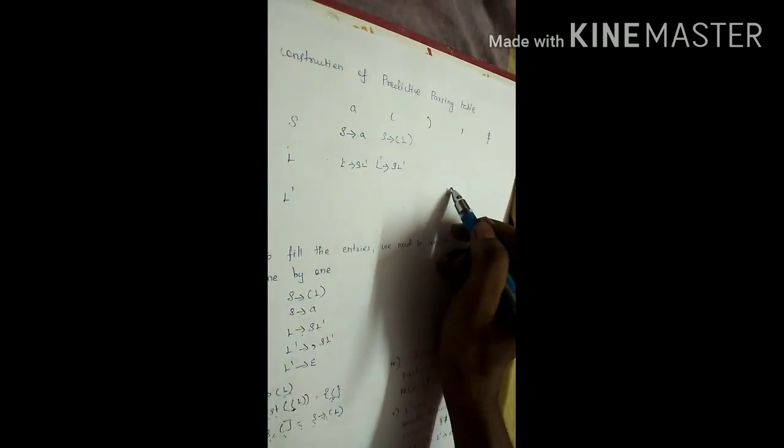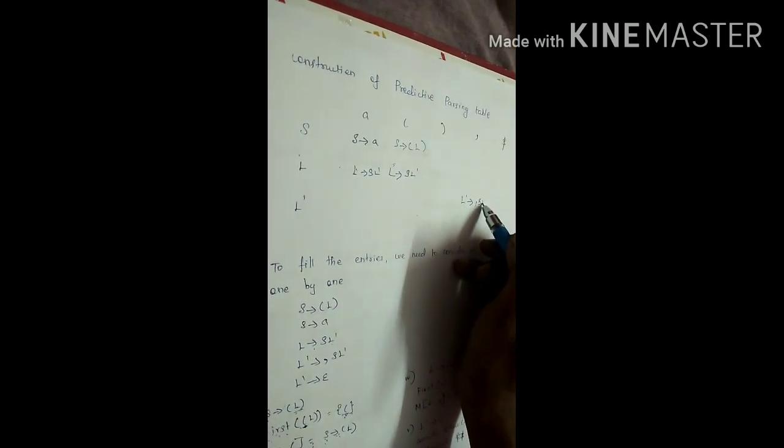Similarly we have the next production, L dash tends to comma SL dash. Here first of comma is comma. So we make an entry M of L dash comma equal to L dash tends to comma SL dash.